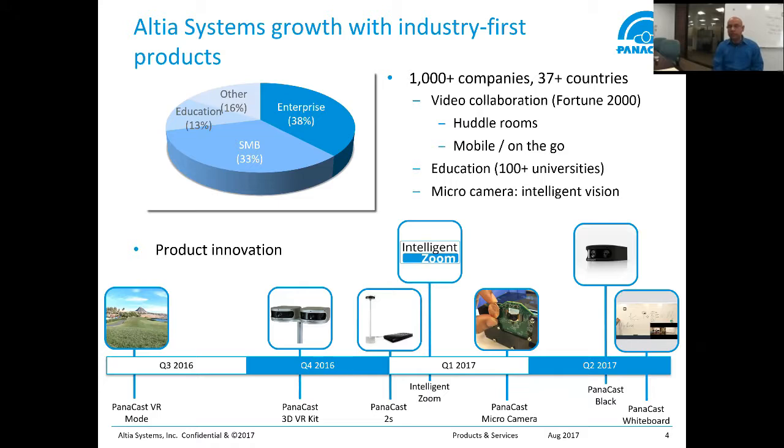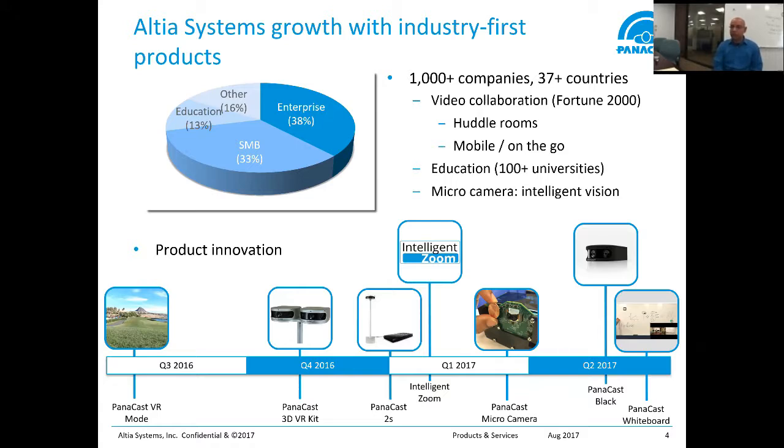And then we brought in PanaCast Intelligent Zoom that we introduced in February of 2017 in our first quarter. What it does is it allows the camera to intelligently detect how many people are in the room, and based on that, you don't need a 180-degree field of view. We'll talk more about that. There's a demo as well. And then based on that, the camera can zoom in or zoom out depending on how many people are sitting in its field of view.